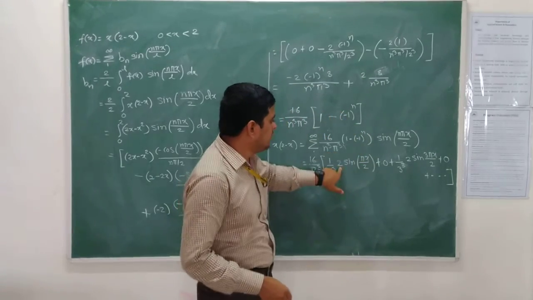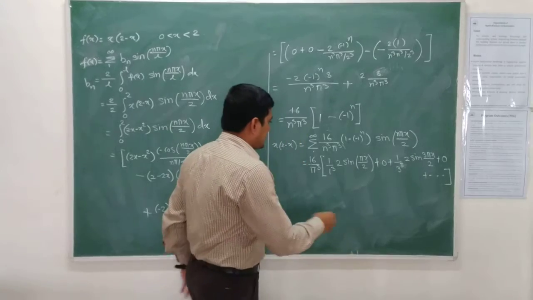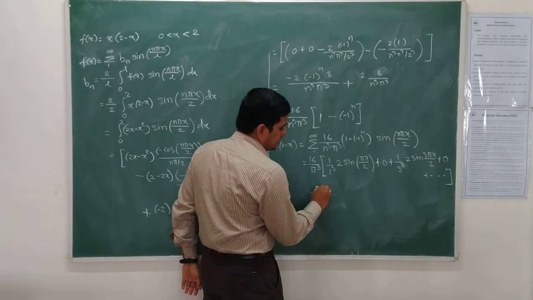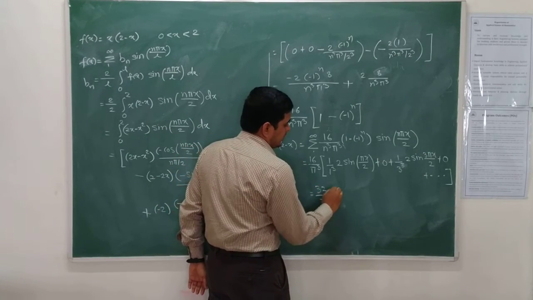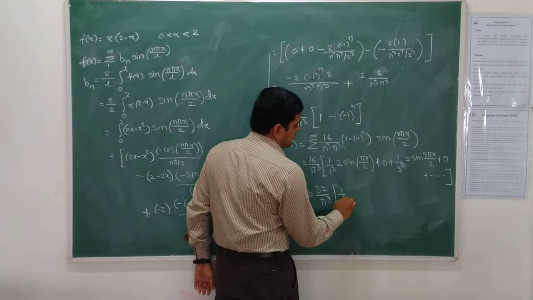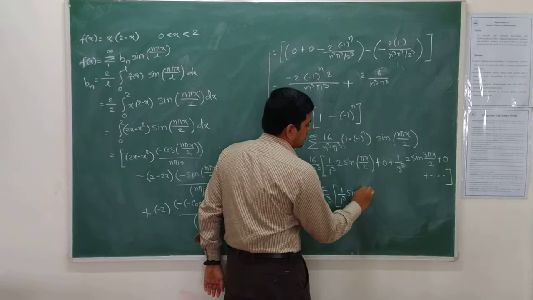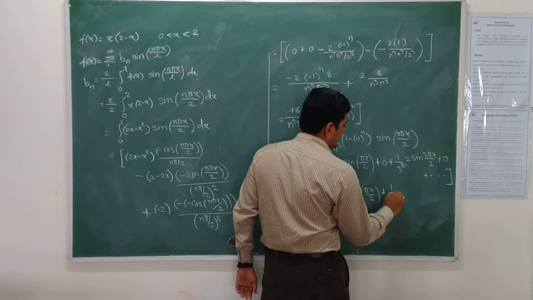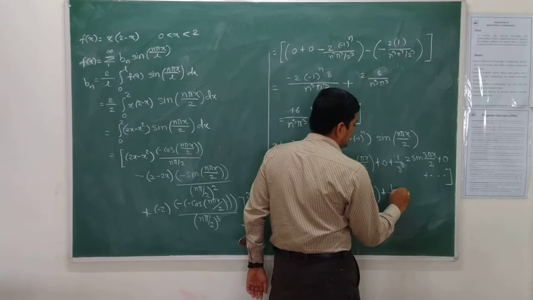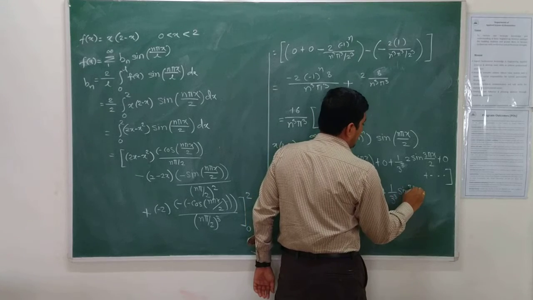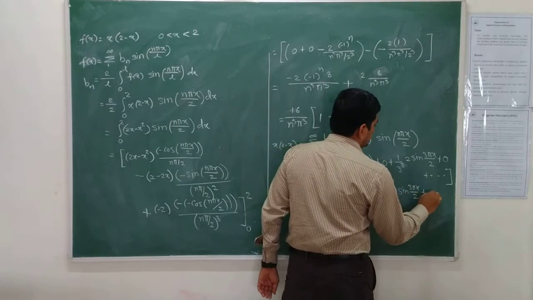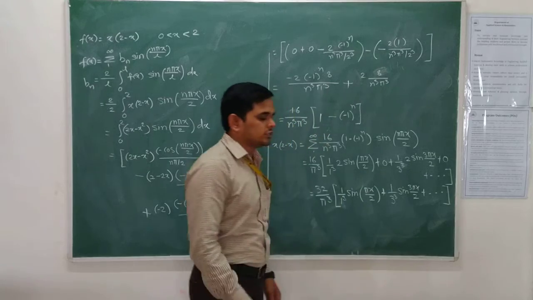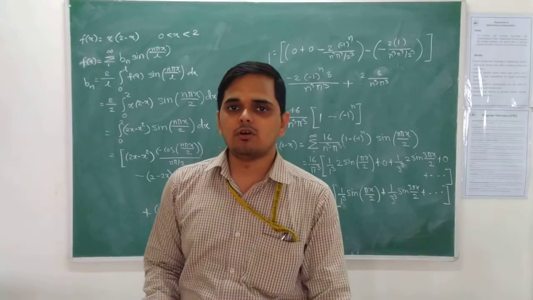If n is odd, it gives us 2. So we can take 2 common. So we get 32 upon pi cube into bracket 1 upon 1 cube into sine pi x upon 2 plus 1 upon 3 cube sine 3 pi x upon 2 plus and so on. So this is the required half range sine series of the given function.